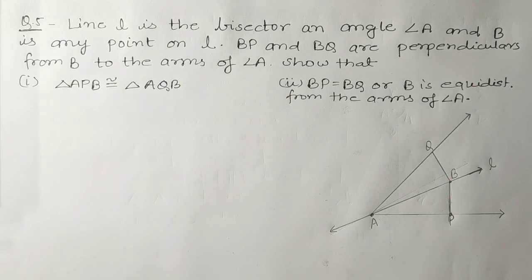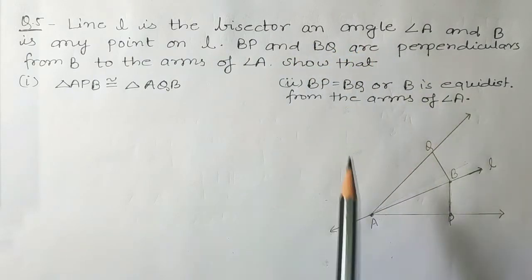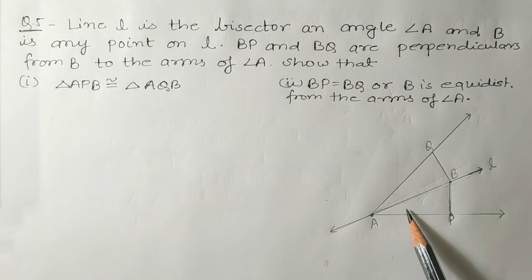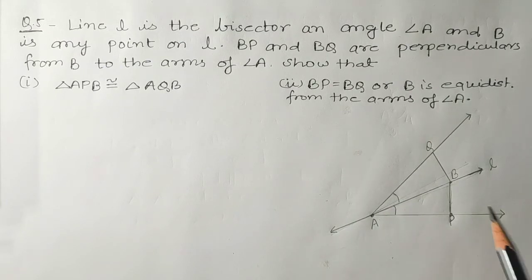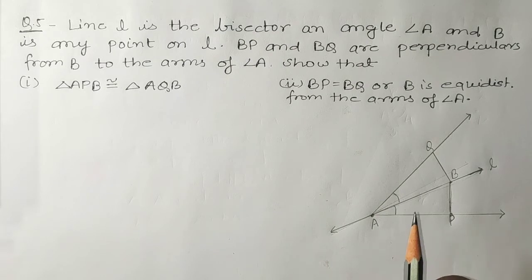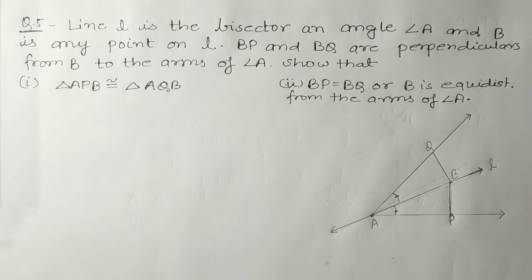Coming to the next question, students. Question number 5 is, line L is the bisector of an angle A. What is the meaning of this? Line L is the bisector. As I have told you, the work of a bisector is to divide the angle into two equal parts, which means this will be equal to this.